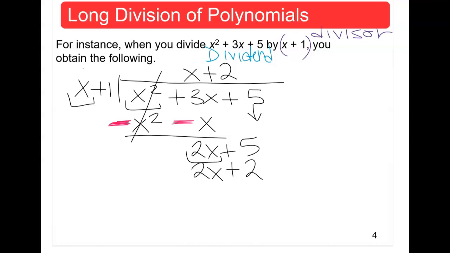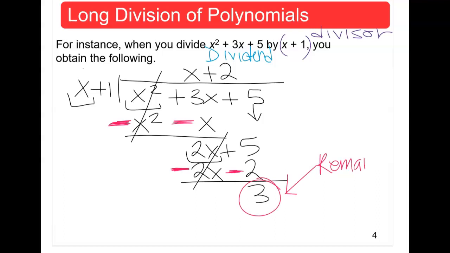And so now we need to change our sign. So that goes to negative, and this one goes to negative. So 2x minus 2x, 0. 5 minus 2 is equal to positive 3. Or we could just say just 3, right? So that 3 is the remainder.